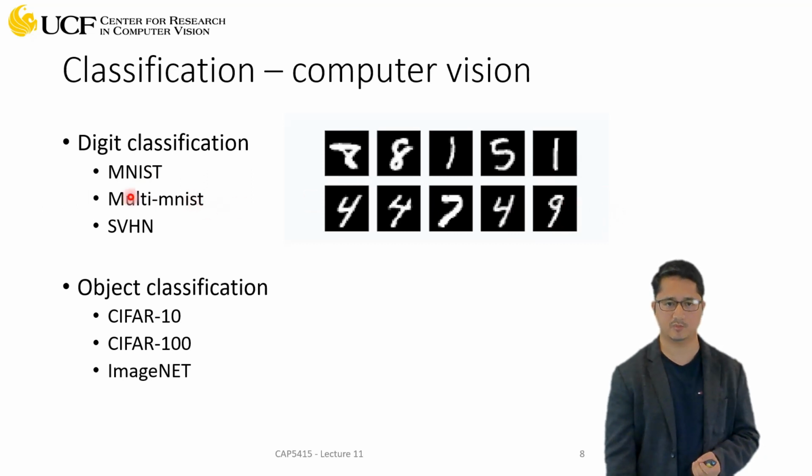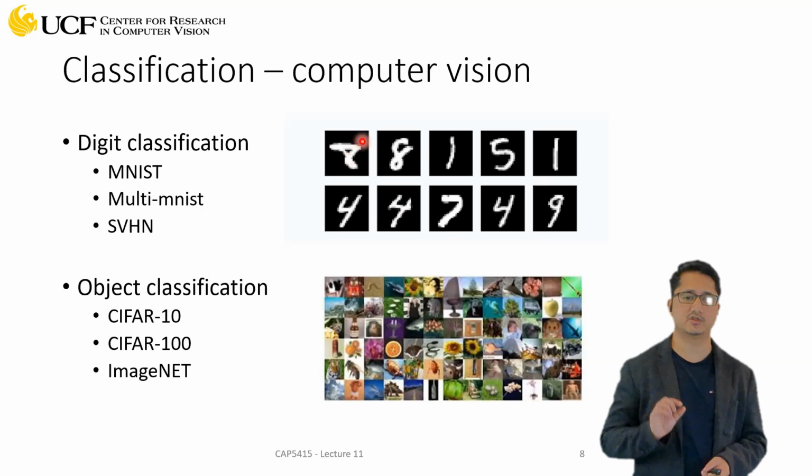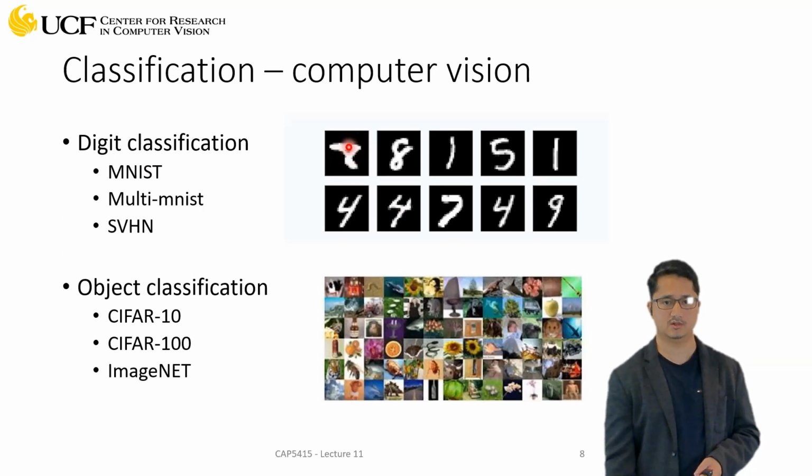And then again, we have multi-MNIST. In that case, I don't have the samples, but it will look something like this, but you will have multiple digits on the same image. Okay.